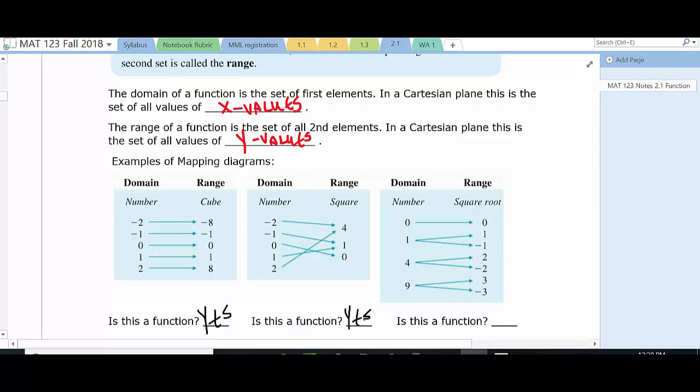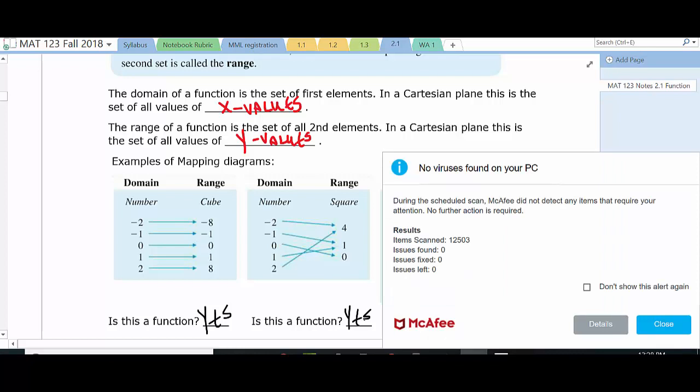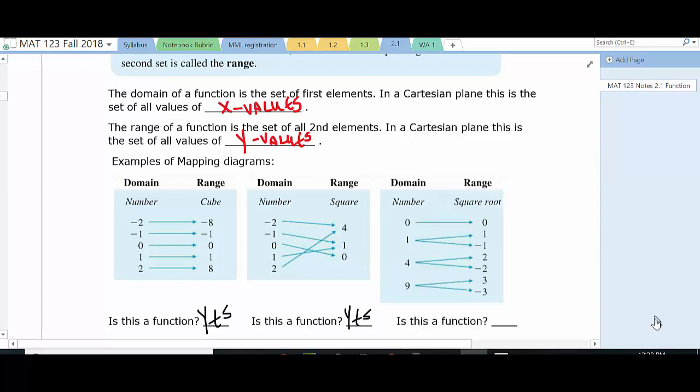Okay, let's look at the next one. This is what you look for. Do you see any problem on this? The 0 goes to one place. What's the deal with the 1? It goes to two places. That's not a function. You can't go to more than one place, so that's not a function. That's what you look for in a function.